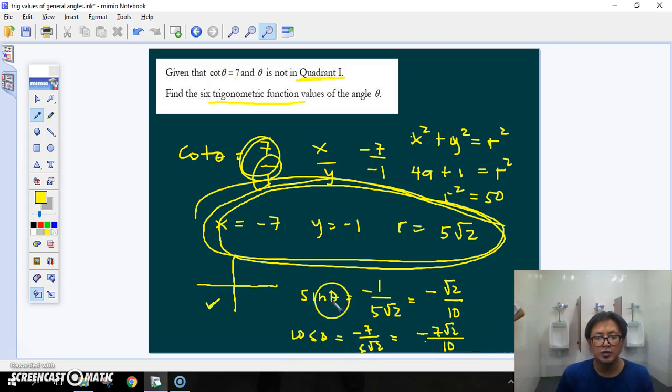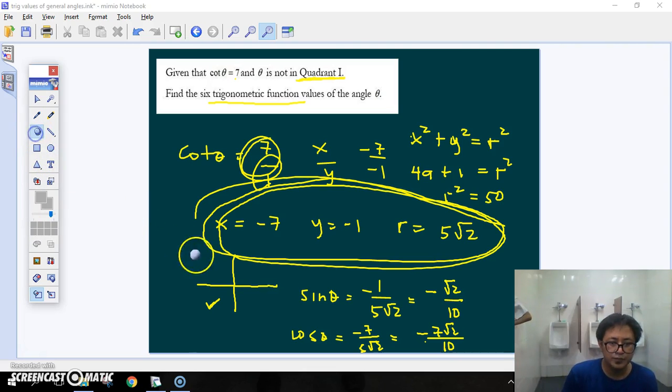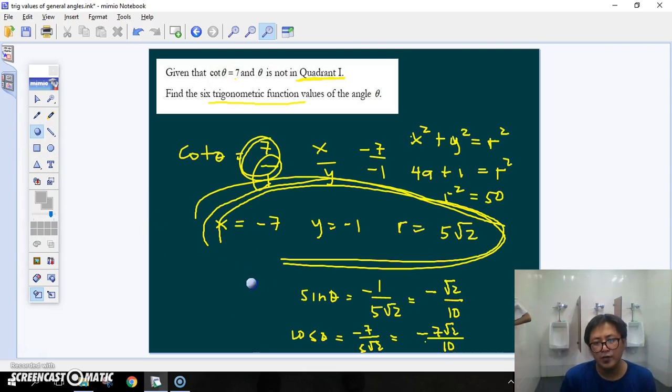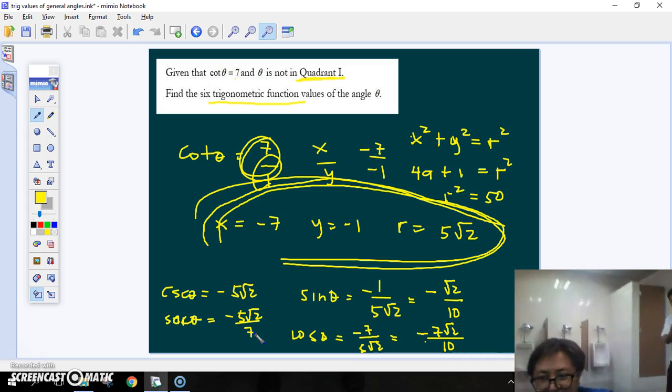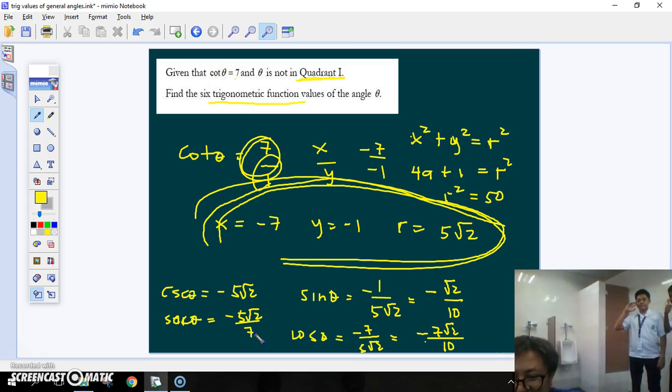Sine and cosine. Then cosecant is the reciprocal of sine, so that's negative 5 square root of 2. And then secant, the reciprocal of cosine, is negative 5 square root of 2 over 7. Right? Right, guys?